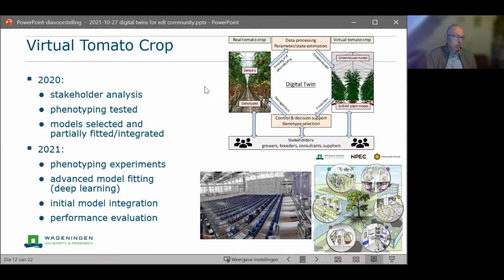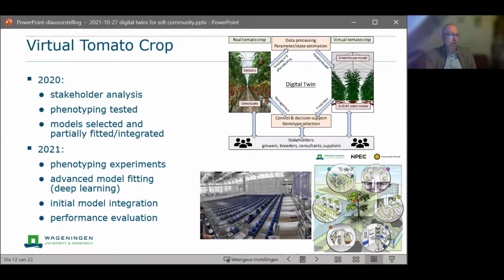And the idea is to use these models in an environment where we also detect the circumstances, and in an environment where we also perform image analysis to actually see how the leaves are growing, and to feed this as a kind of initial situation to all these models, do some data processing, build a kind of virtual greenhouse to actually see how these plants would be developing in the virtual environment, and then to implement control and decision support, including genotype selection.